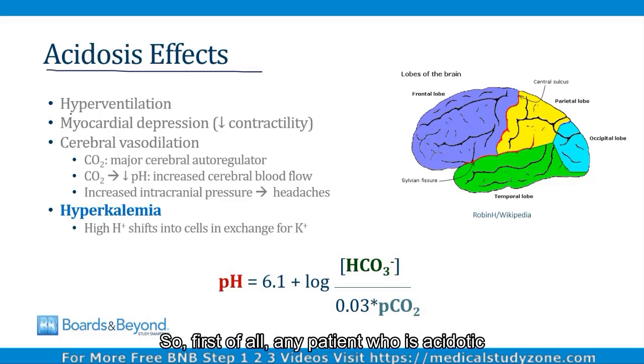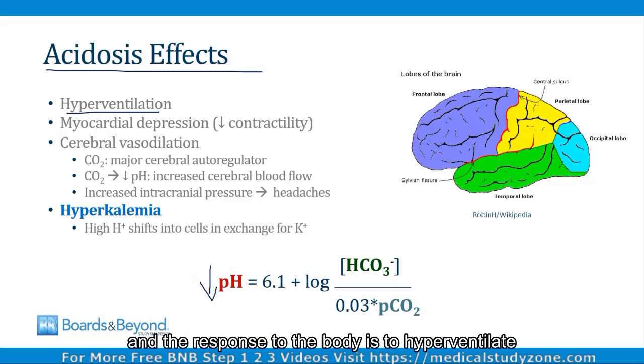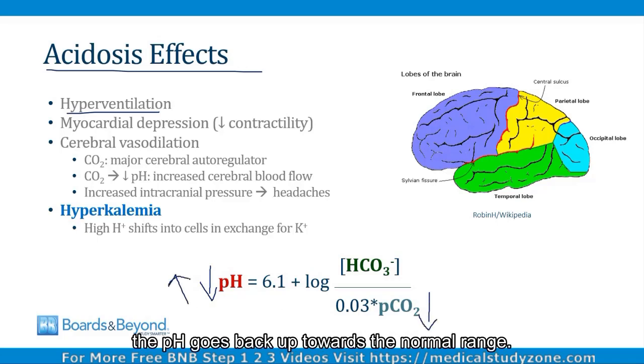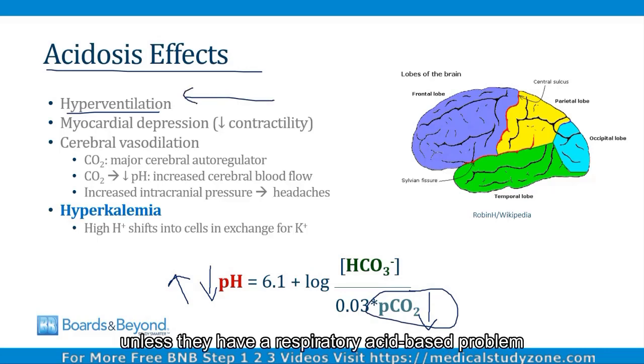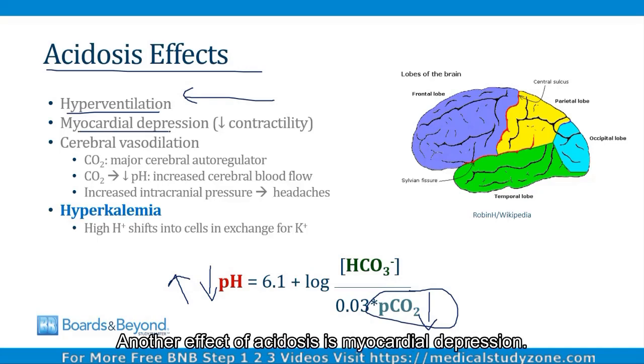So first of all, any patient who is acidotic should be hyperventilating, assuming their lungs are working normally. If you look at the bottom of the screen, in patients who are acidotic, the pH gets low, and the response of the body is to hyperventilate so that the PCO2 will fall, and when the PCO2 falls, the pH goes back up towards the normal range. So hyperventilation to lower the PCO2 is the normal response to acidosis. And therefore, acidotic patients should always be hyperventilating unless they have a respiratory acid-base problem where their lungs are not working normally.